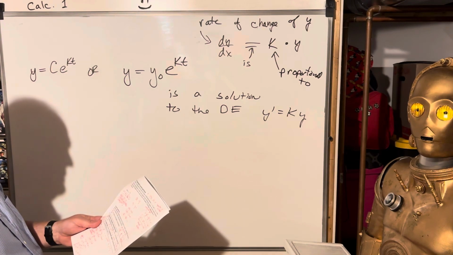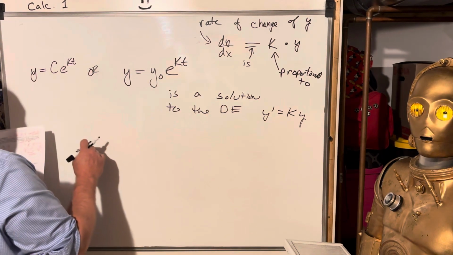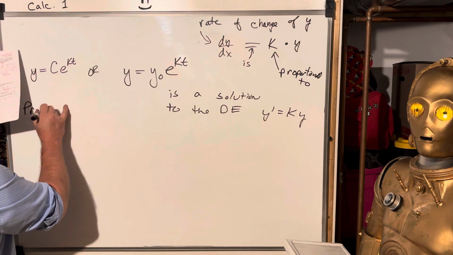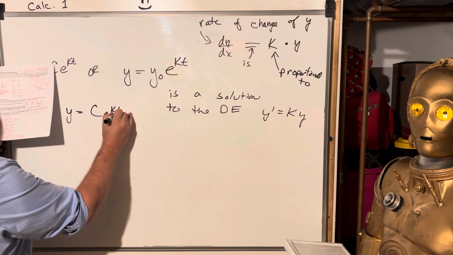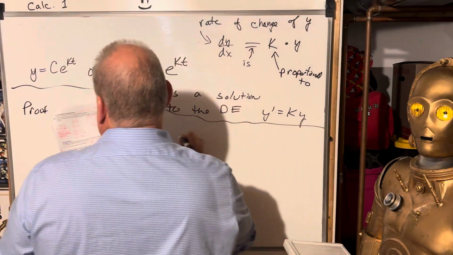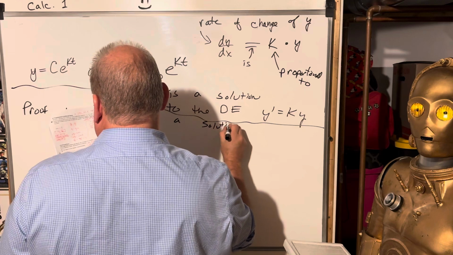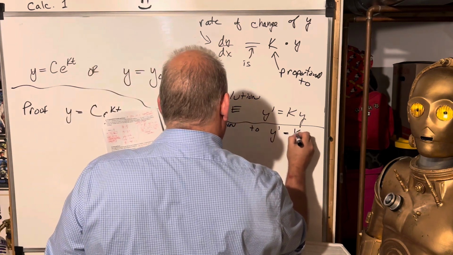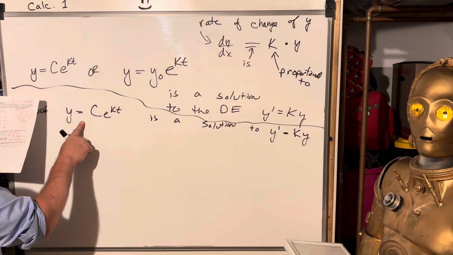All right. It will likely make a little more sense as we push through some examples. So here, let's look at the proof. Why does this work? So y is equal to c e to the kt is a solution to y prime equals ky. So let's show that.